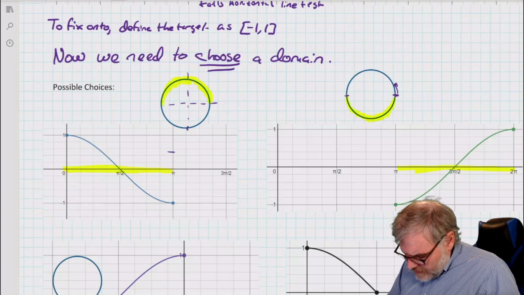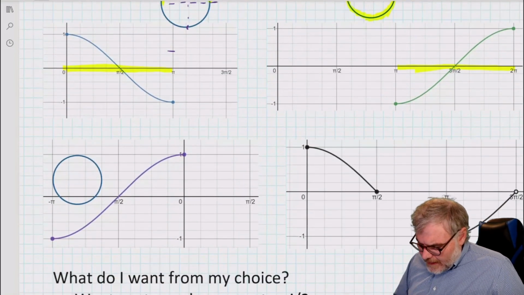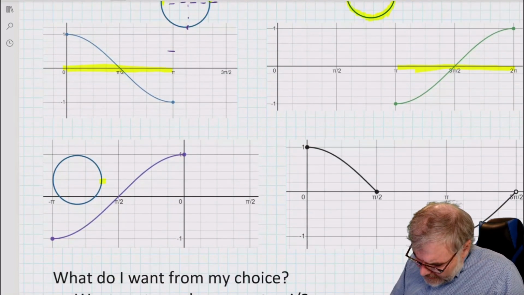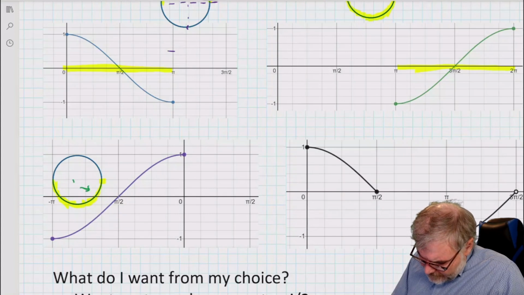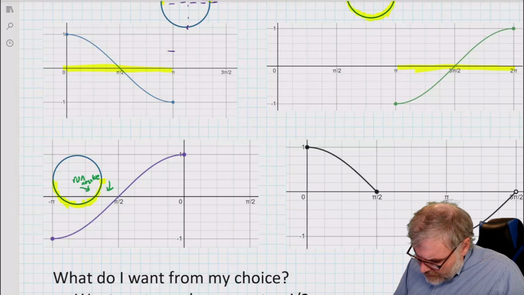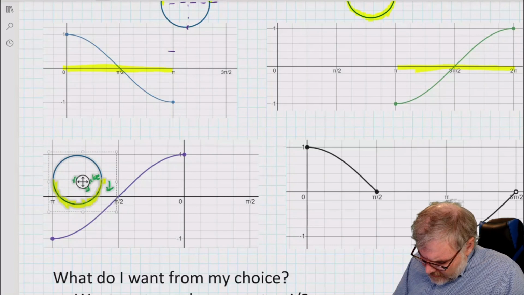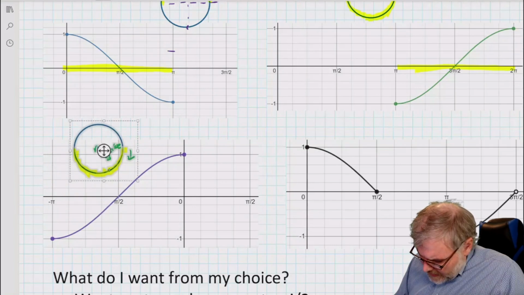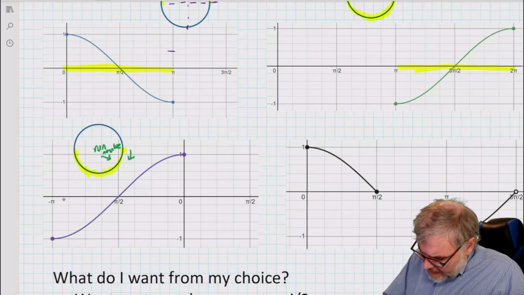Well, I didn't have to choose that. I said I could go negative as well. So here what I'm going to do is choose this half going in the opposite direction. So here I'm going to go negative. Right? Instead of going the usual way, I'm going backwards. And then I've chosen the bottom portion of the unit circle here to give my domain. So this is going to be that choice.